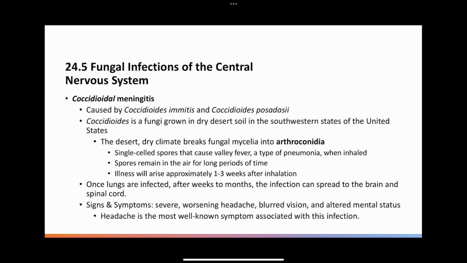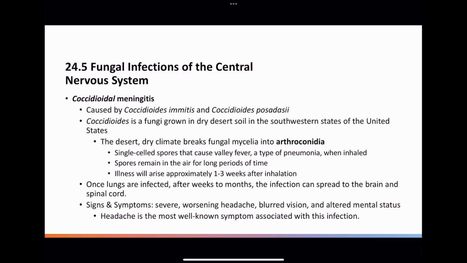The next form of fungal meningitis is coccidioidal meningitis. This can be caused by two different types of fungi, including Coccidioides immitis and Coccidioides posadasii.